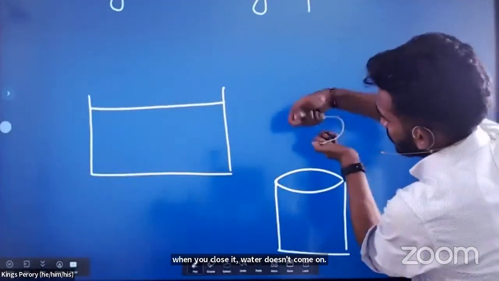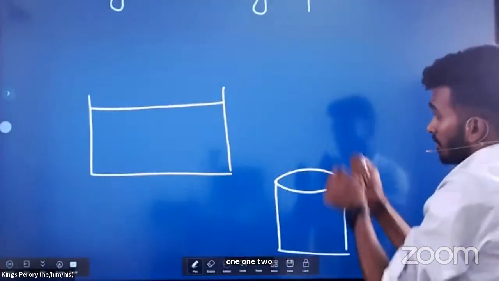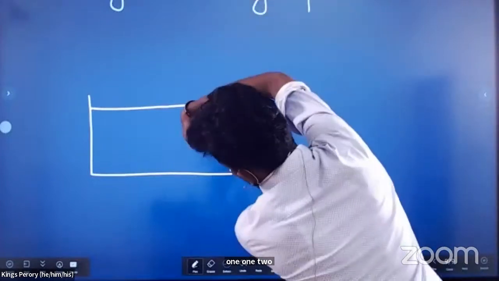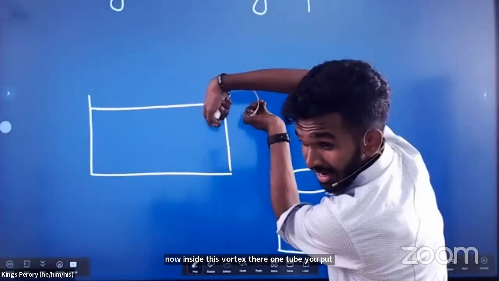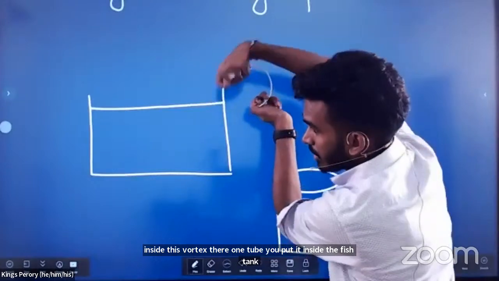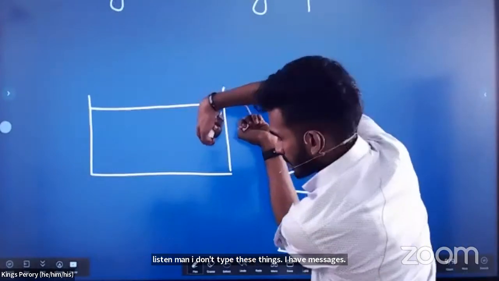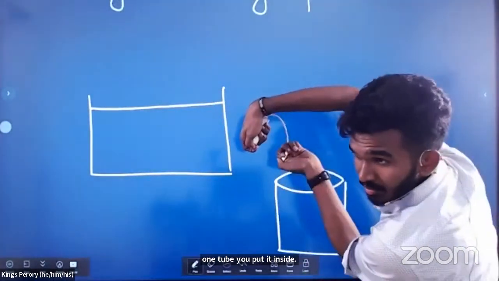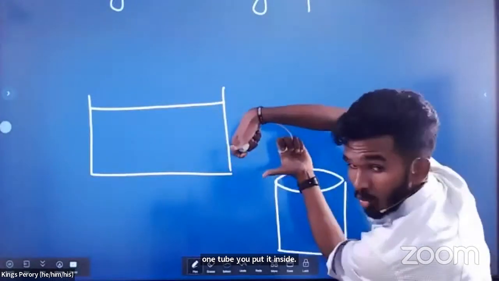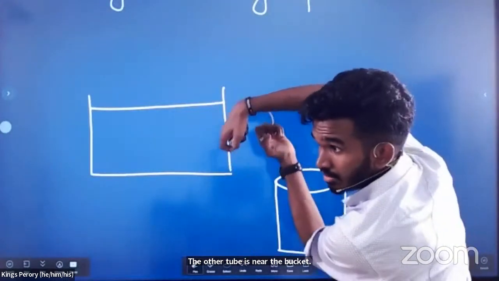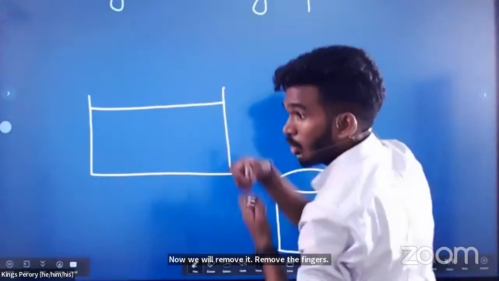One tube, now inside this water is there. One end of the tube, you put it inside the fish tank. Listen, now don't type these messages. The other end of the tube is near the bucket. Now you remove the fingers and open it.